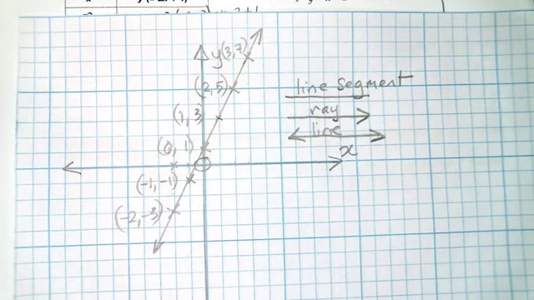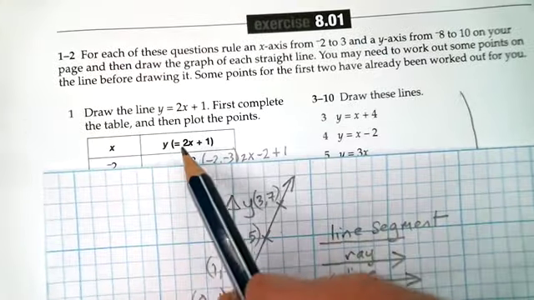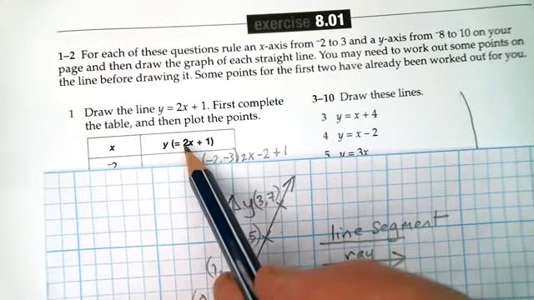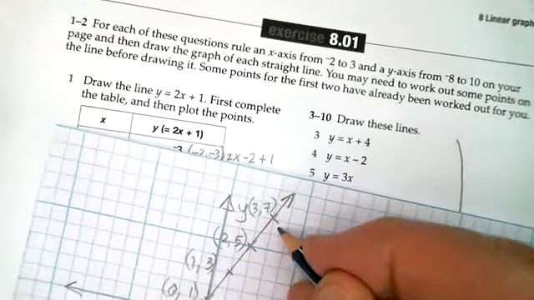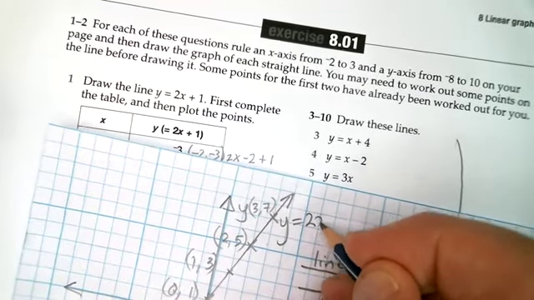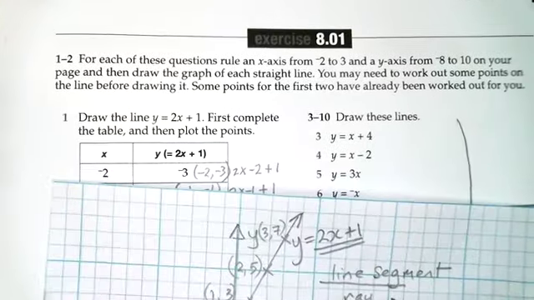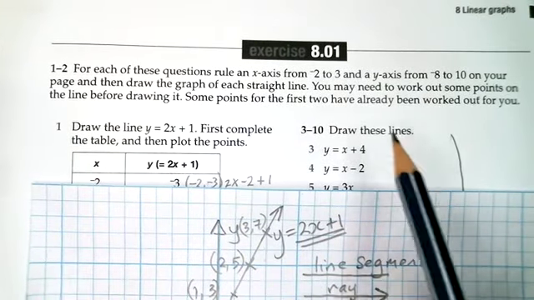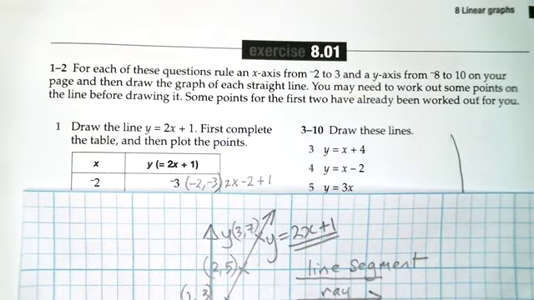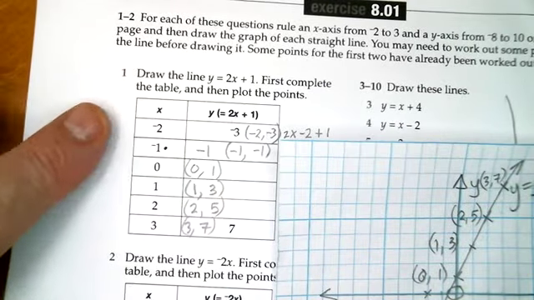So there is the line. We're going to add one more thing to really complete this, and that is to write the name of the line, which is y is equal to 2x plus 1. All right, hopefully you'll get some practice on that. That's from the Gamma book, exercise 8.01, and we've just done question number 1.